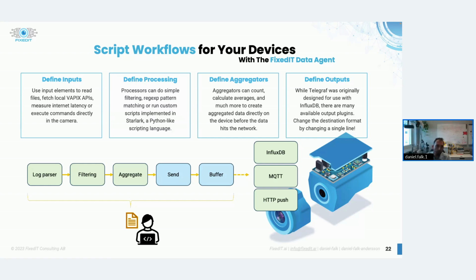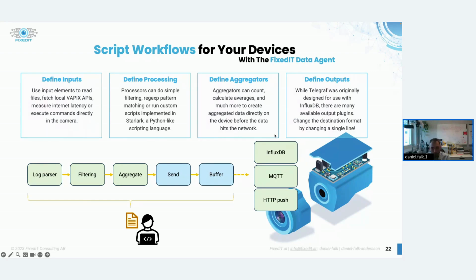So the way this works is that you can define different kinds of inputs. An input can, for example, be reading a file. It can be making an HTTP request to an API, or it can be to measure the latency of the internet, or essentially anything you can imagine. And then you define different kinds of processing, different aggregators, different filters, and so forth to do transformations to this data that you get from the inputs.